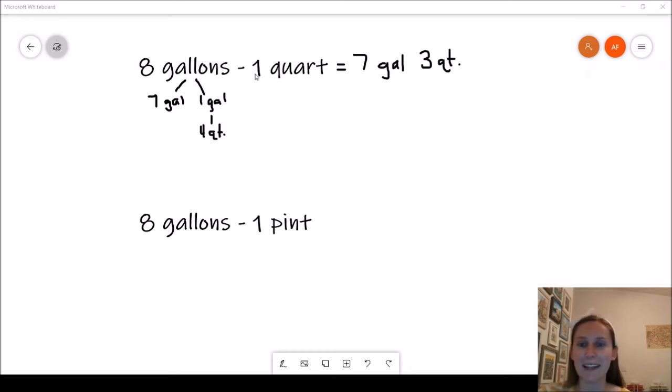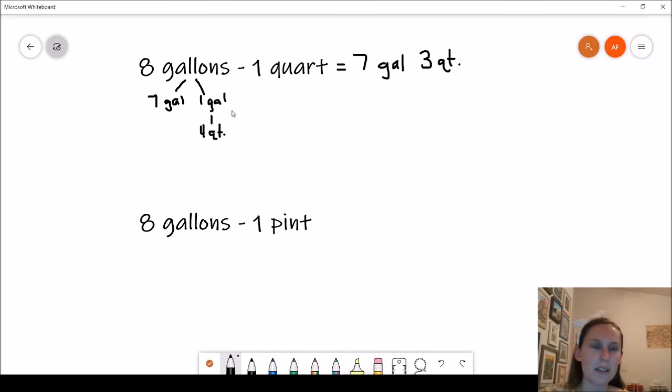Here I had 8 gallons and I wanted to take away 1 quart. But what if instead of wanting to take away 1 quart, I wanted to take away 1 pint? This might require multiple unit conversions. I see that I don't have any pints over here that I can take this 1 pint away from. So I'm going to start similar to how I started this last problem. I'm going to decompose this 8 gallons as 7 gallons and then 1 gallon, which I'll be able to unbundle for some pints.